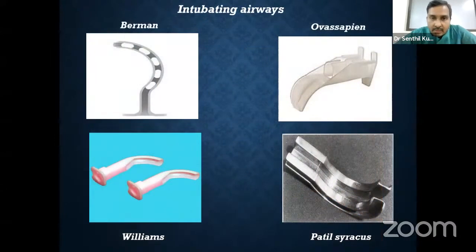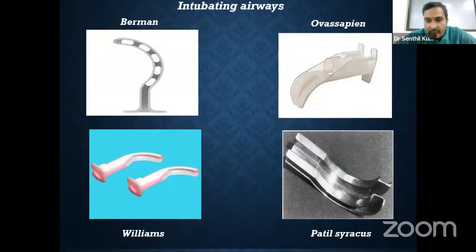These are some examples of intubating airways. In case you are using a fiber optic bronchoscope and choosing oral intubation, there is every chance for the patient to bite the bronchoscope. The available intubating airways are the Berman airway, Ovassapian airway, Williams airway, and Patil-Syracuse airway. With the Berman airway, one peculiar thing is that you can retain the airway itself after intubation with the tube in place. This is the channel for the tube to run. The other airways we are supposed to remove by some means.